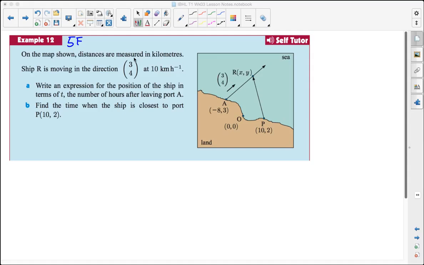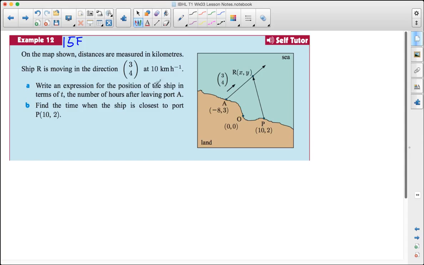Okay, here we're going to do a quick recording of example 12 in section 5F, and that of course should be 15F, not 5F, it's 15F, on vectors. On the map shown, distances are measured in kilometers, and ship R is moving in the direction 3, 4 at 10 kilometers per hour. Write an expression for the position of the ship in terms of t, the number of hours after leaving port A.